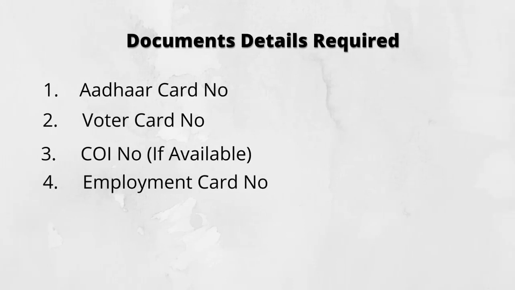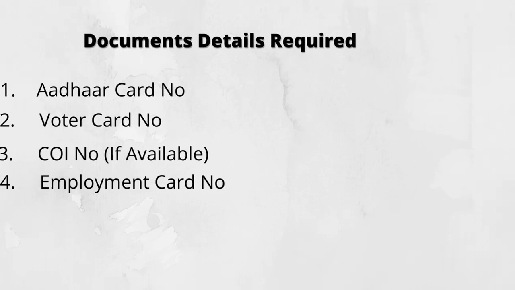The document details that need to be submitted along with the Sikkim Unemployed Youth Database Application form submission are: number 1, Aadhaar card number; number 2, voter card number; number 3, COI number only if applicable; and number 4, employment card number.